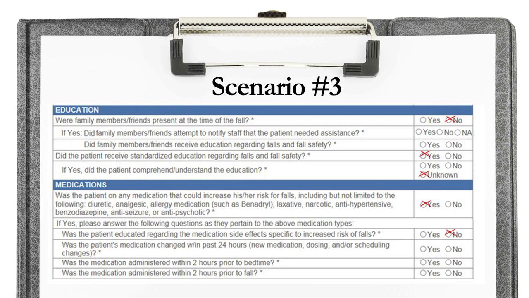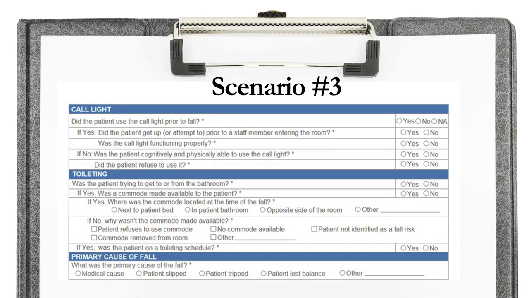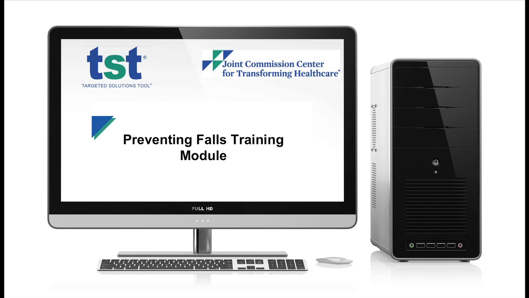You would answer no to the patient being educated on the increased risk of falling, no to the medication being changed within the past 24 hours, no to the administration within 2 hours prior to bedtime, but yes to administration within 2 hours prior to the fall. Since the patient was not going to the bathroom and the call light was not indicated, fill out the form accordingly. Finally, fill out the primary cause of the fall, which in this case was patient lost balance. This now completes the Preventing Falls training module.